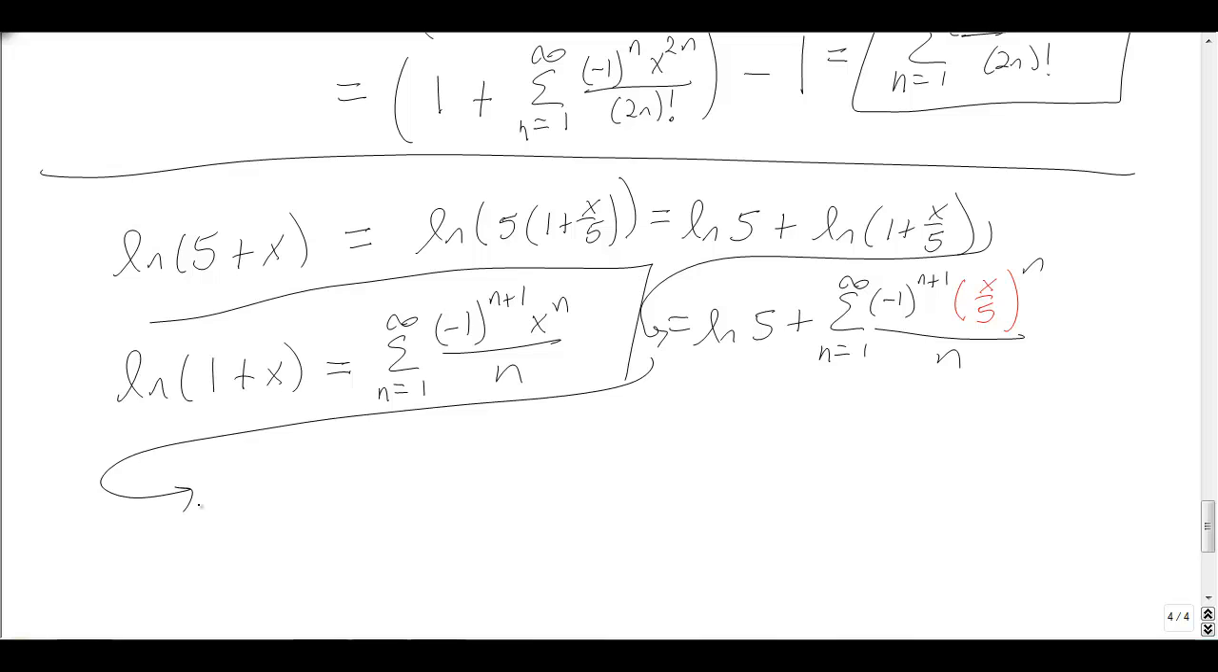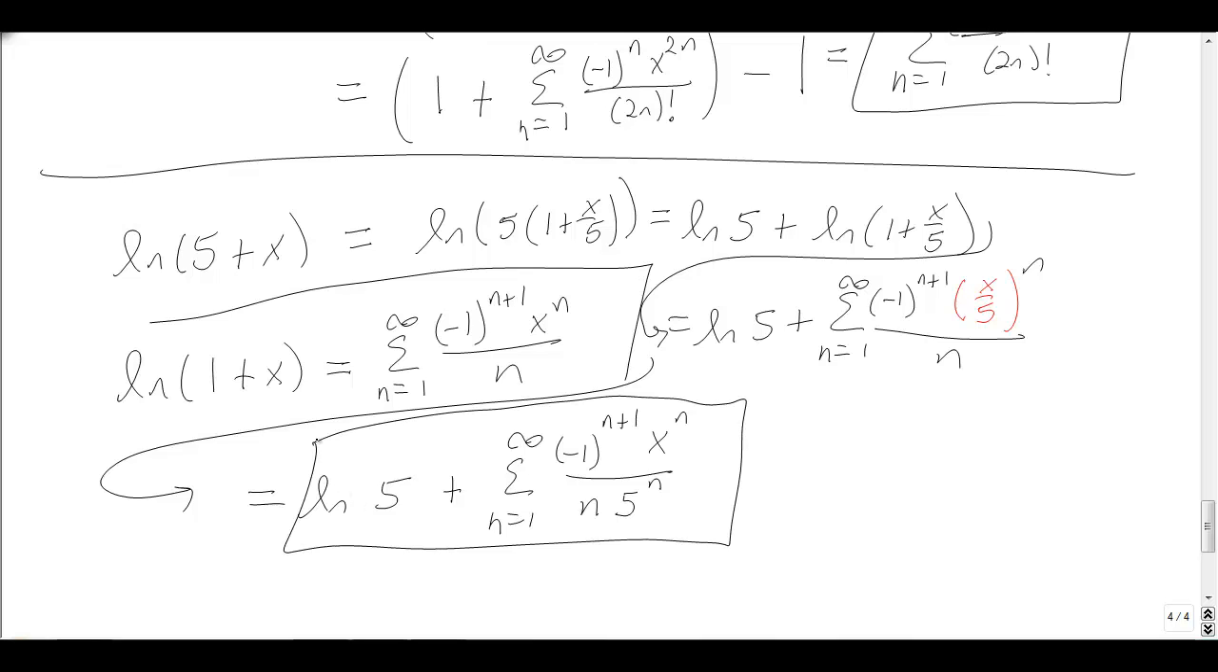And from here, what we're going to get is natural log 5 plus, and I'm just going to write this as the sum n equals 1 to infinity. I have my negative 1 to the n plus 1. I have an x to the n from x over 5 to the n. I'm going to get an n times 5 to the n. 5 to the n I can put on the bottom. So there's my series. I don't want to combine this natural log 5 into the series because it's not going to have the same formula.